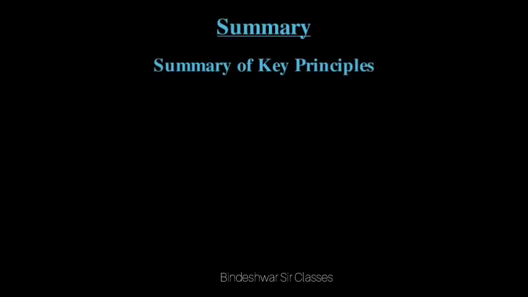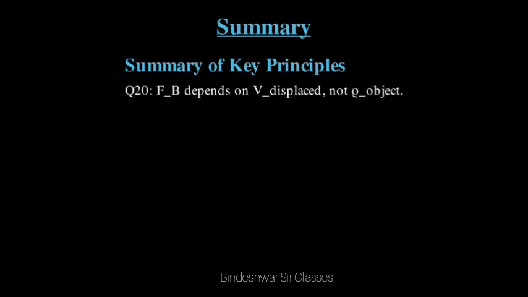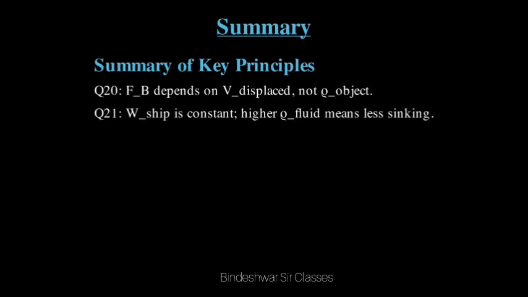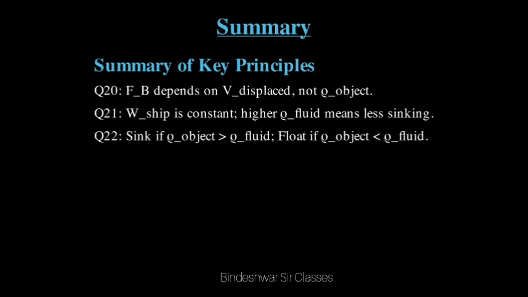All 4 questions revolved around Archimedes' principle and the conditions for flotation. First, we saw that buoyant force depends on displaced volume, not the object's own density. Second, for a floating object like a ship, the density of the fluid determines how much it needs to sink to balance its weight. Third, an object sinks or floats based on a simple comparison between its density and the fluid's density.